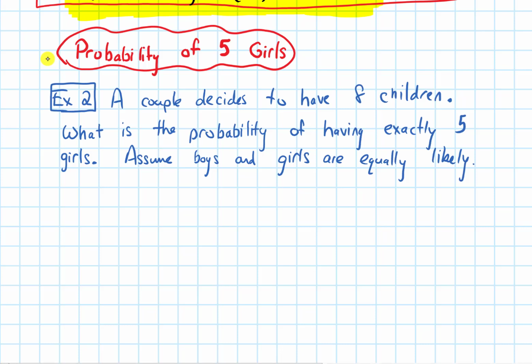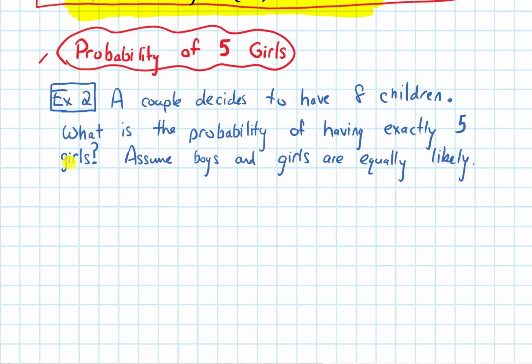In this video, we are going to do a Bernoulli probabilities example involving finding the probability of having 5 girls. The example says that a couple decides to have 8 children. What is the probability of having exactly 5 girls? Now, there should be a question mark. And assume boys and girls are equally likely.